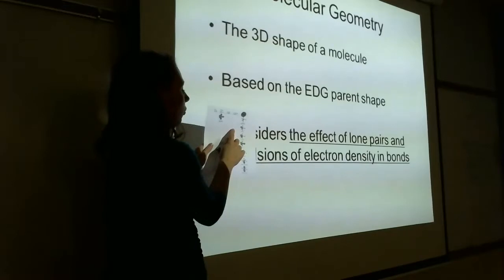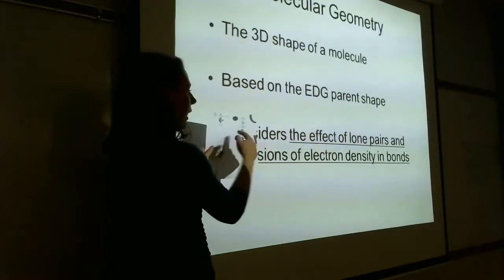Okay, so let's look at it. If there are 5 bonds and 0 lone pairs, right? So that means there are 5 bonds, all bonds, and none of them are lone pairs. Then the molecular geometry will be the same as the electron domain geometry. Trigonal bipyramidal, trigonal bipyramidal. Okay?